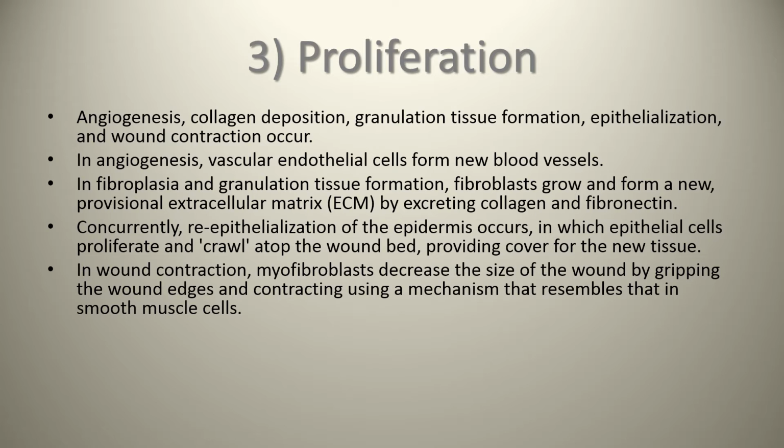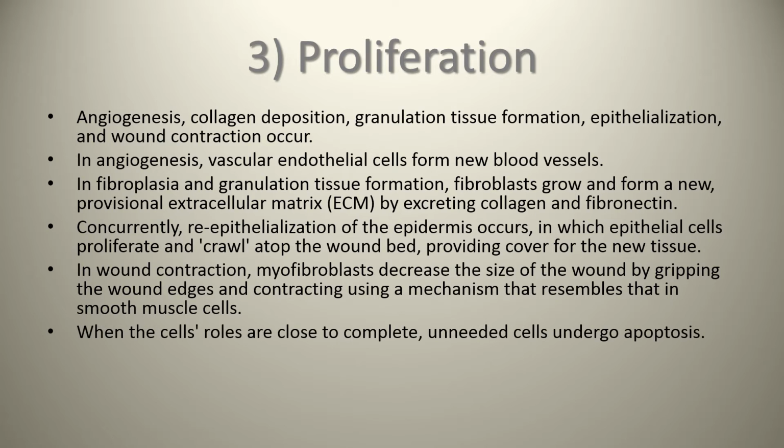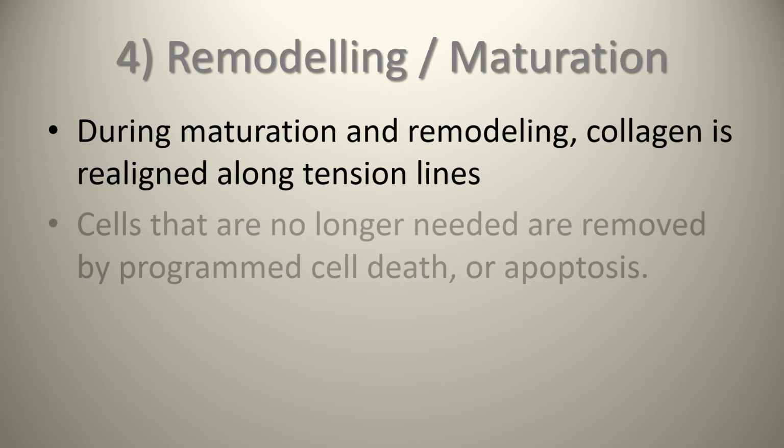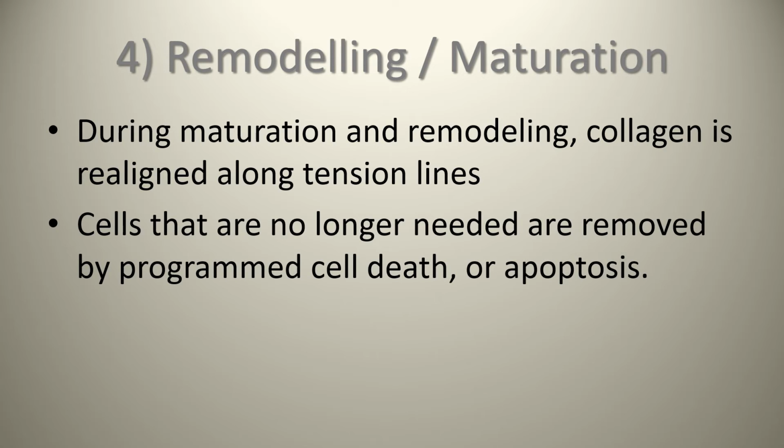When the cell rolls are close to complete, unneeded cells undergo apoptosis or cell death. So the fourth phase is remodeling or maturation. During the maturation and remodeling phase, collagen is realigned along tension lines. Cells that are no longer needed are removed by programmed cell death or apoptosis.